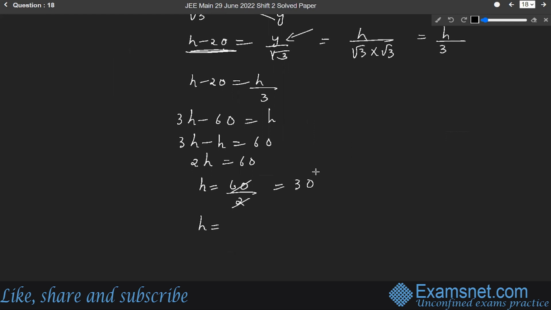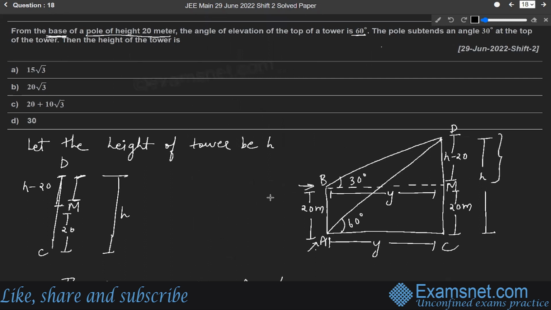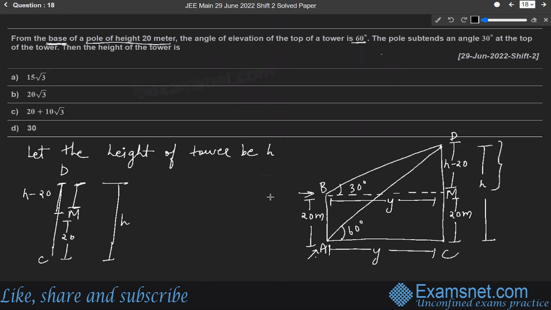So H is equal to 30 meters. What is H? H is the height of the tower, and this is the value that we have to calculate, right? So for this question, the correct answer is option D, which is 30. See, it is a very, very simple question.